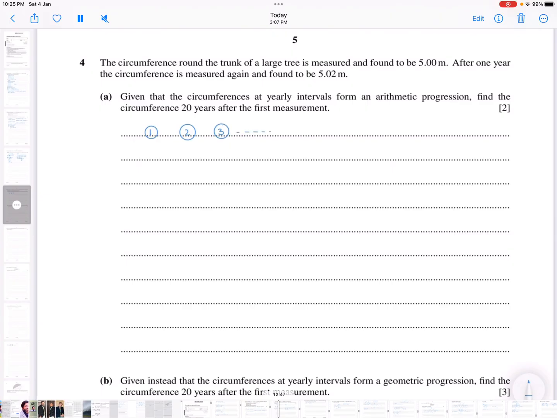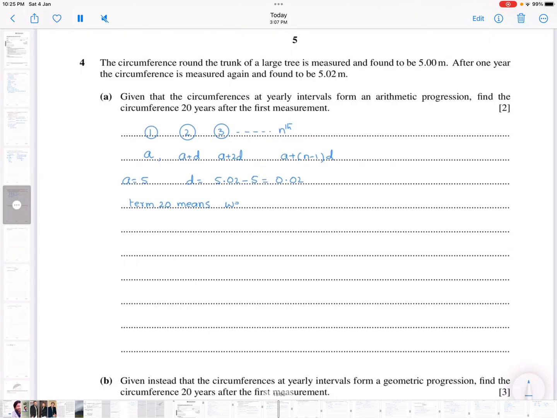the sequence like 1, 2, 3 and the nth term. My first term is my A. Because he said arithmetic progression, my second term is a plus d and my third term is a plus 2d and my nth term is a plus (n minus 1) times d. A is always the value of the first term and d is always the common difference. So my A is 5 and my difference is 5.02 minus 5. So 0.02 is my difference.